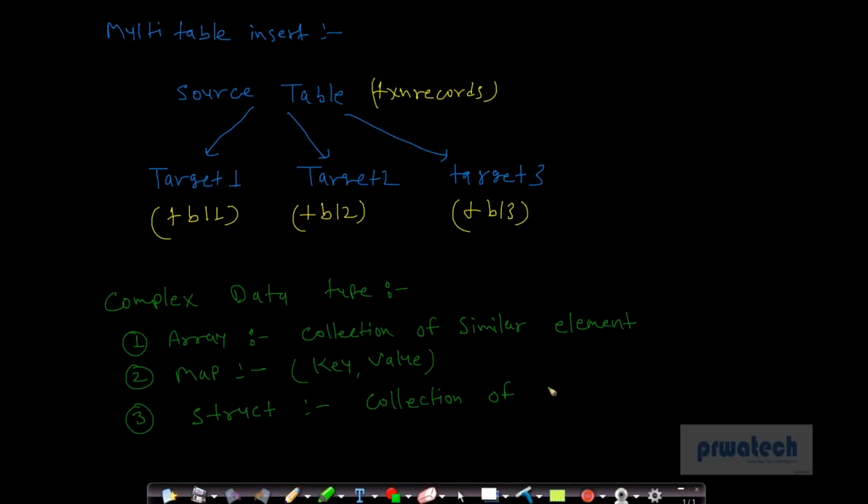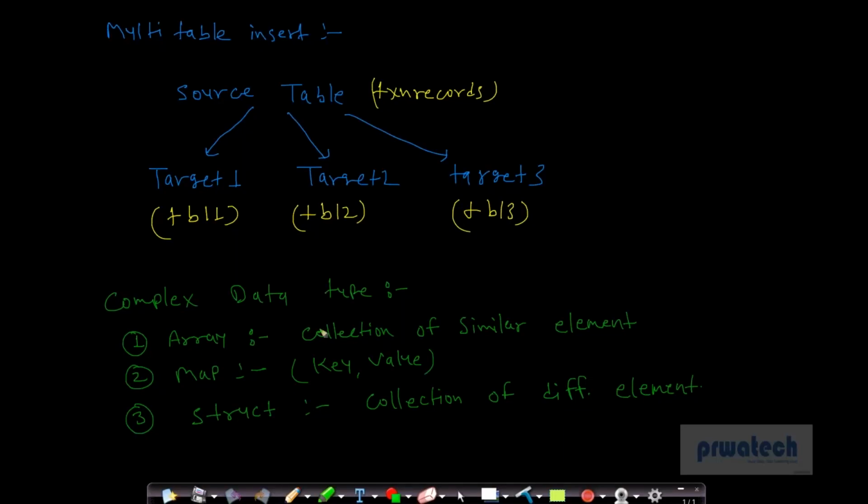Collection of different elements or different data types, like a string, integer, float, right? So those I'm calling different elements. When I take an example, you'll understand what a struct is. So these are three different data types: array, map, and struct.